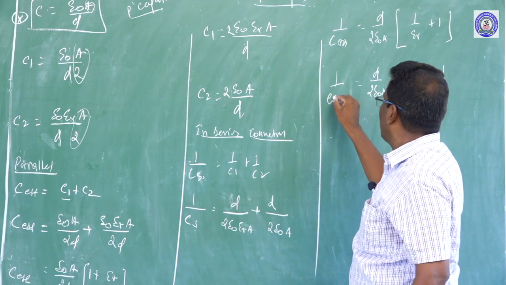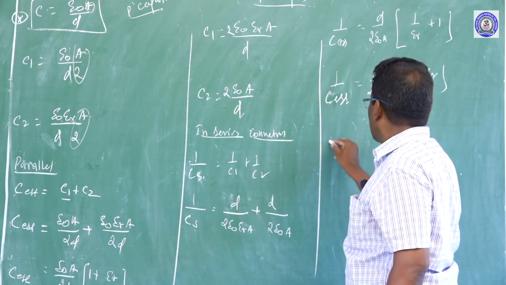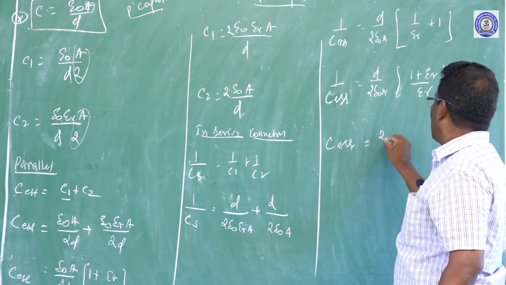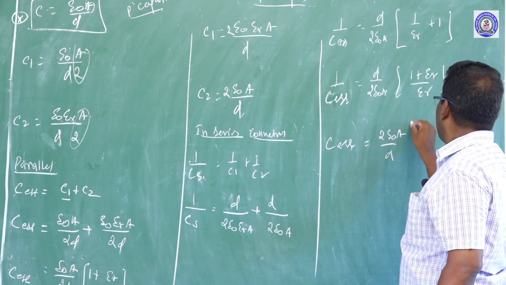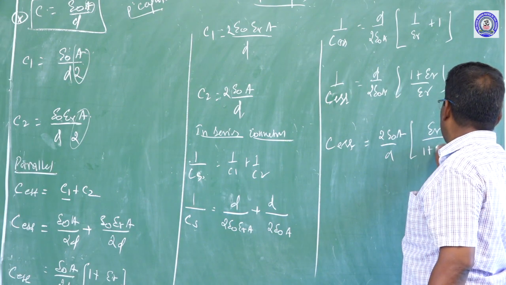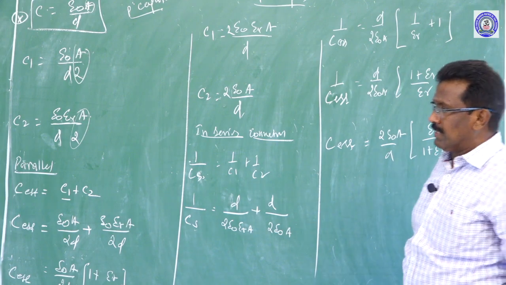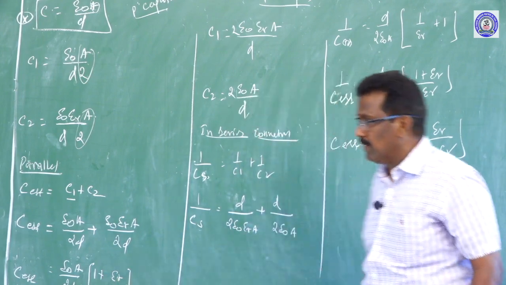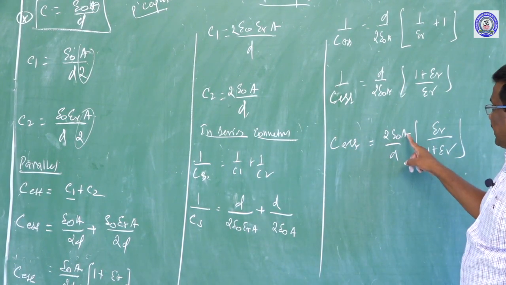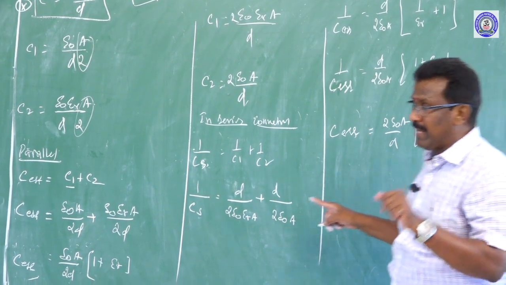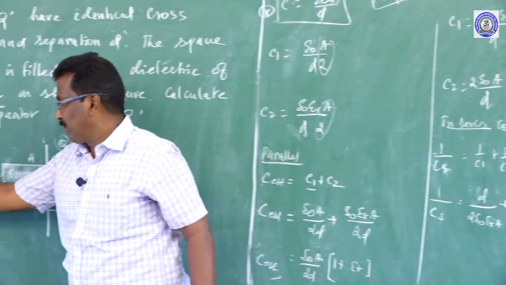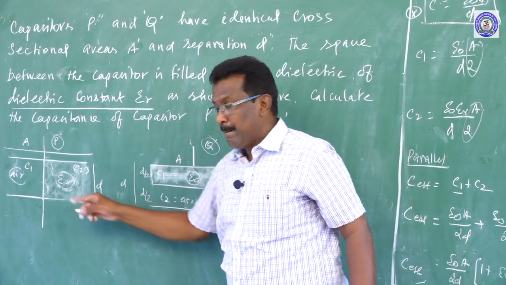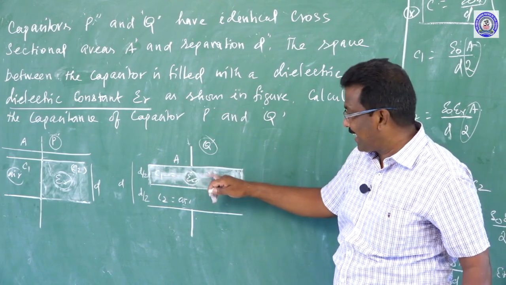So C effective, connected in series, is equal to the reciprocal: 2 epsilon naught A by D, epsilon r by 1 plus epsilon r. See, in the first case the effective capacitance is epsilon naught A divided by 2D, 1 plus epsilon r. In the second case, 2 epsilon naught A by D, epsilon r divided by 1 plus epsilon r. Be careful: in this case, half of the area is covered by dielectric, but in the other the entire area is covered by the dielectric. That is why it is a series connection.